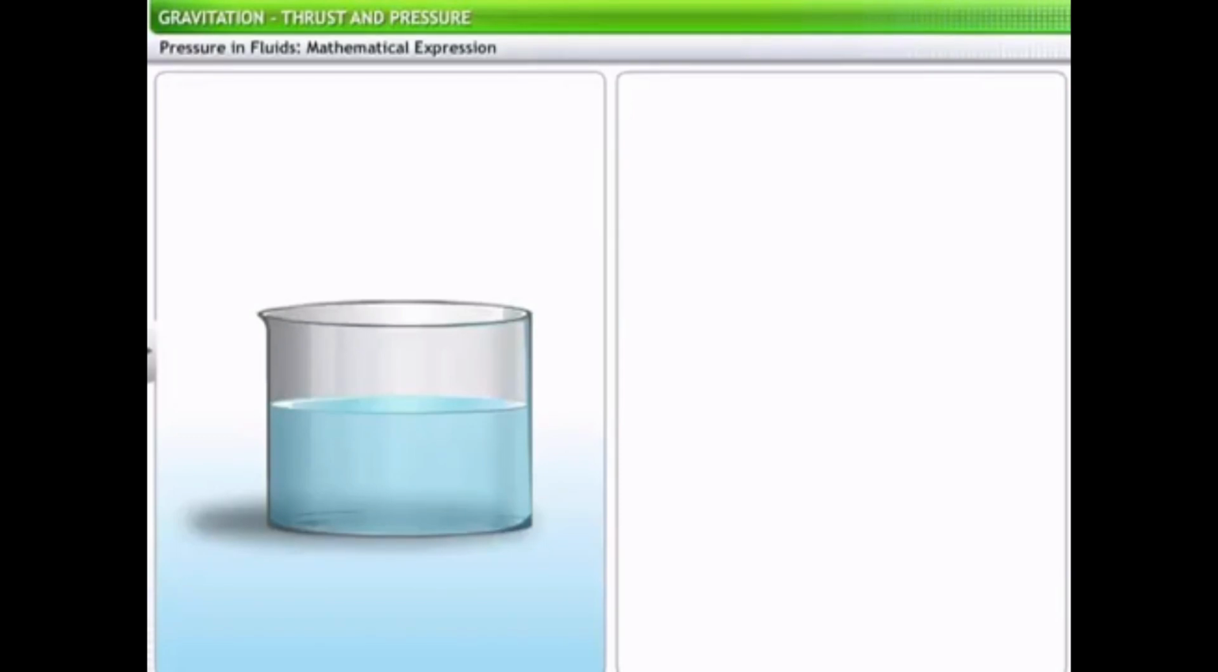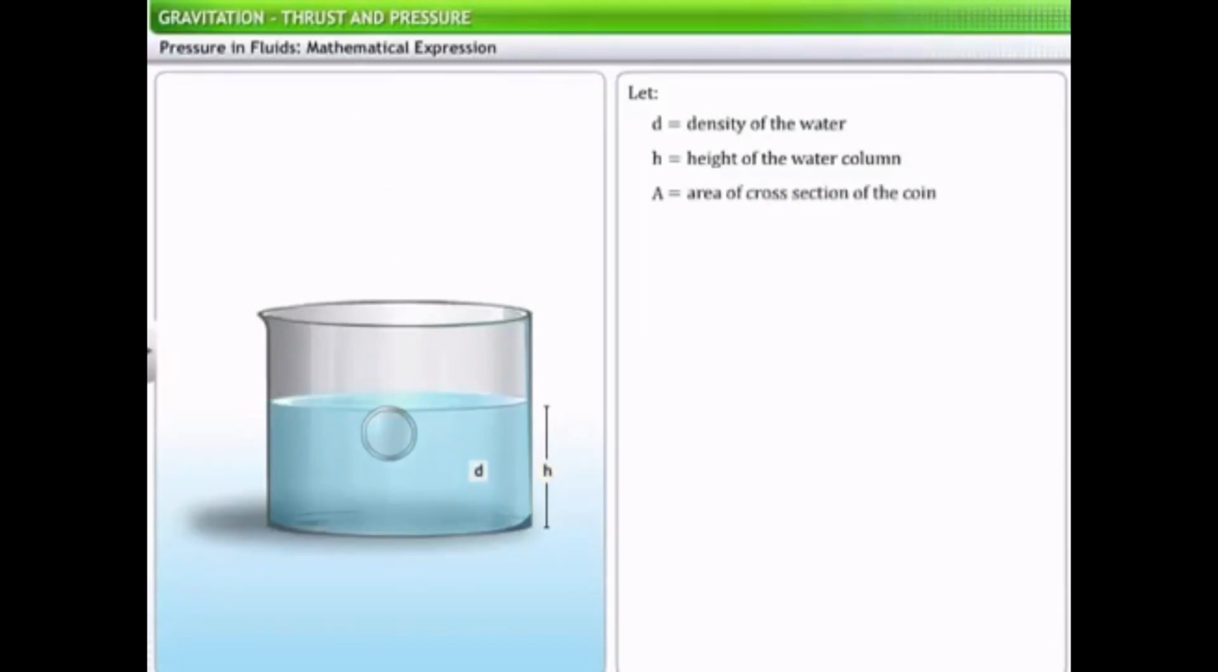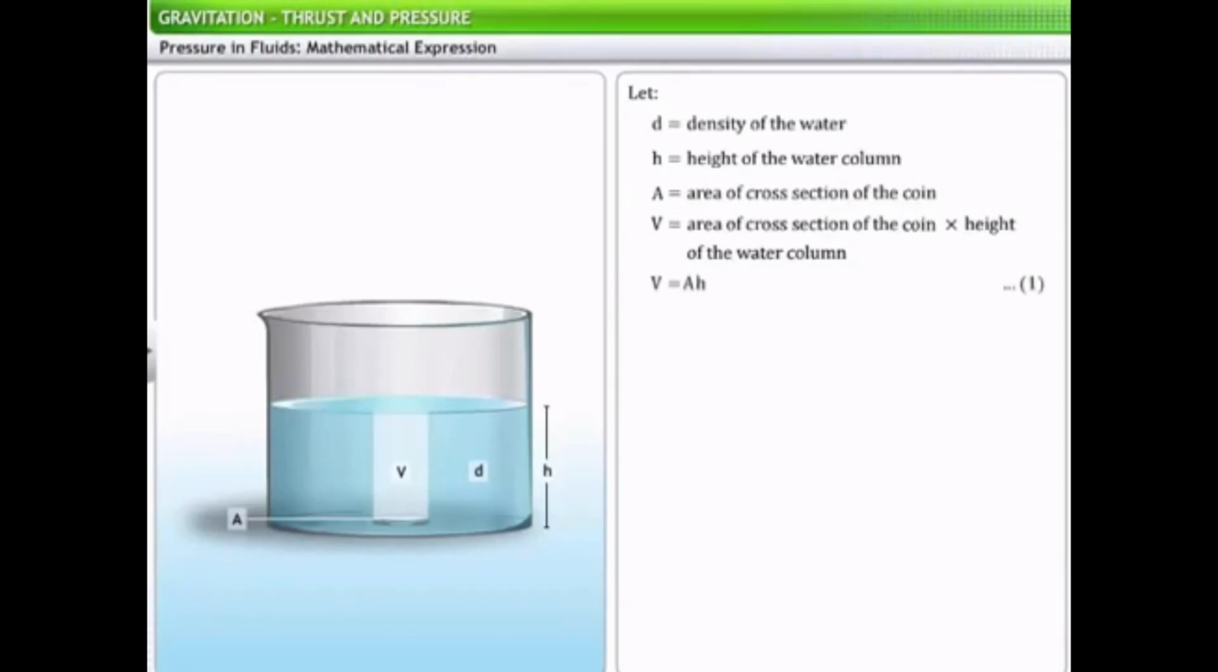To derive an expression for pressure in fluids, let's consider a beaker filled with a fluid, say water, of density D, to a height h. Drop a coin with the area of cross-section A into the beaker. The volume of the water column above the coin, V, is equal to the area of cross-section of the coin multiplied by the height of the water column. This gives us equation 1. Volume V is equal to A multiplied by h.